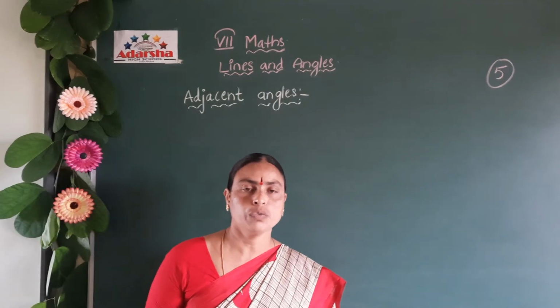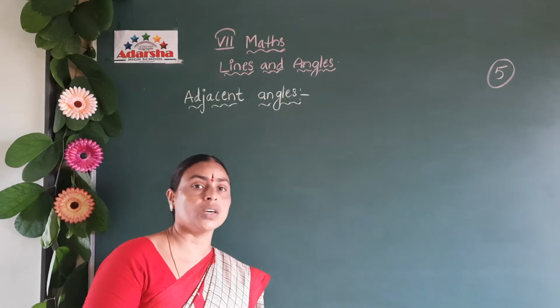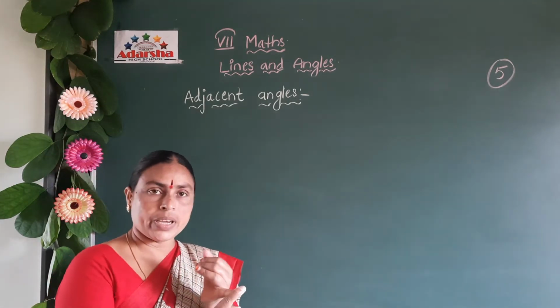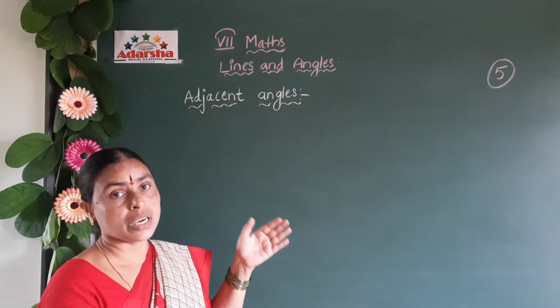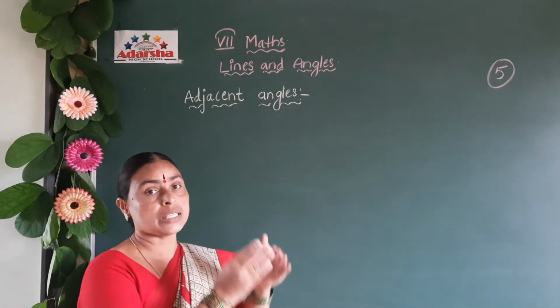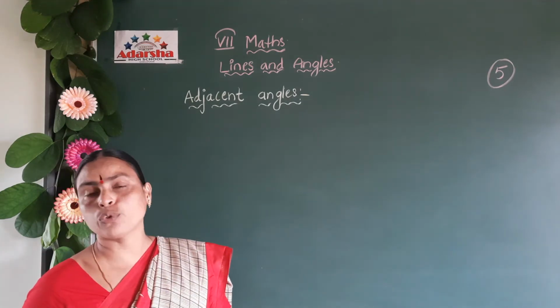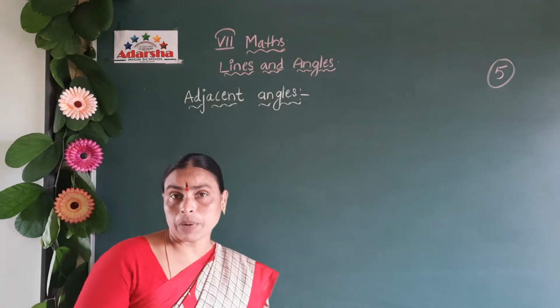Children, now we are going to learn about adjacent angles. What are called adjacent angles? We have learned complementary angles and supplementary angles. Complementary angles means the sum of two angles is 90 degrees. Supplementary angles means if the sum of two angles is 180 degrees, then those angles are called supplementary angles.